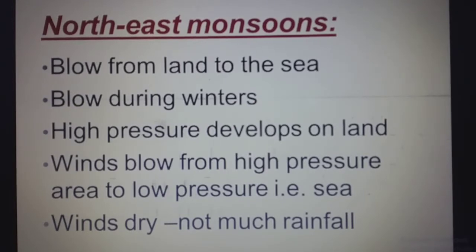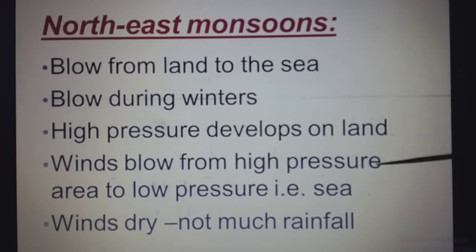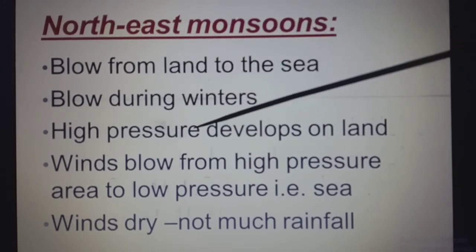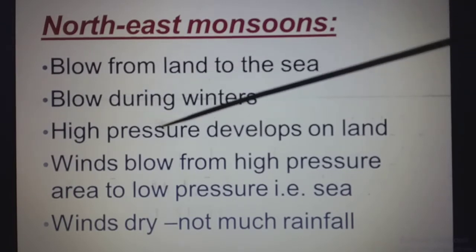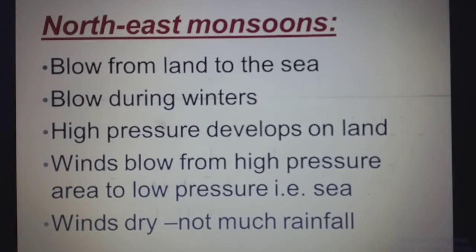So the pressure over the land would be high. Now it's cool, the temperature has dropped, so the pressure will be high. And we already saw that the winds always blow from a high pressure area towards a low pressure area. So the winds will now start to blow from the land towards the sea. The sea is a low pressure area.